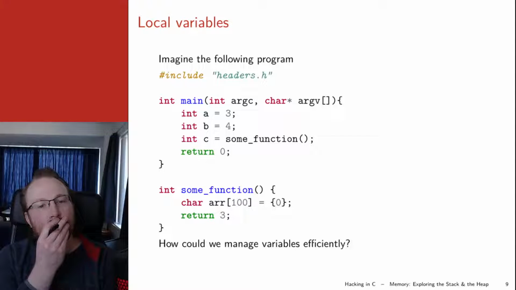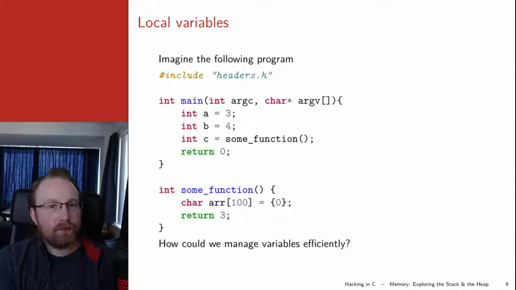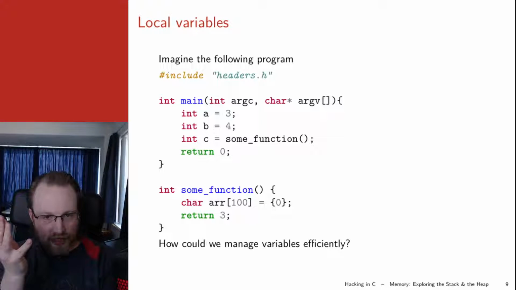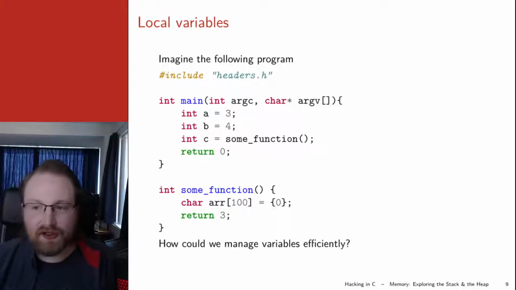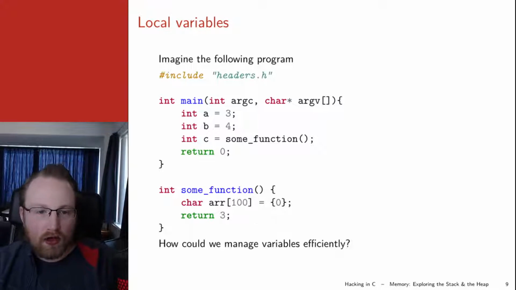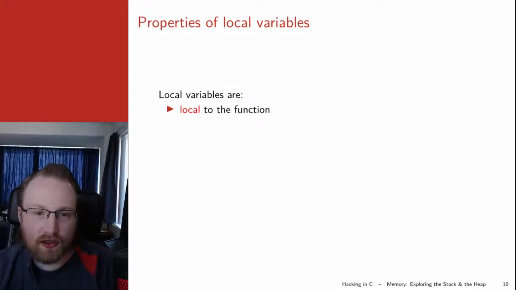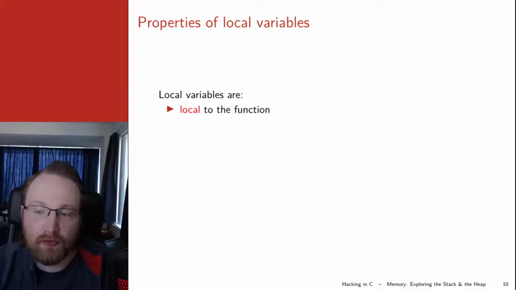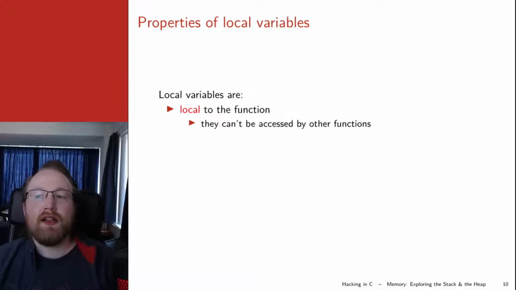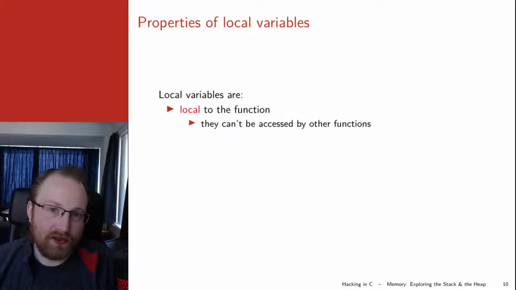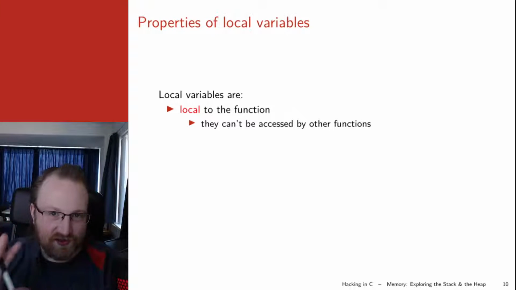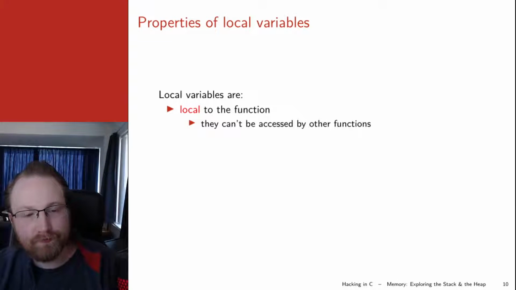Now, these variables are bytes that need to go somewhere, and we want to manage that slightly efficiently. All the variables on this slide are local variables, and local variables have some properties. They are local to the function, which means they can't be accessed by other functions, bar undefined behavior. But assume for a second that this is true. They can't be accessed by other functions.